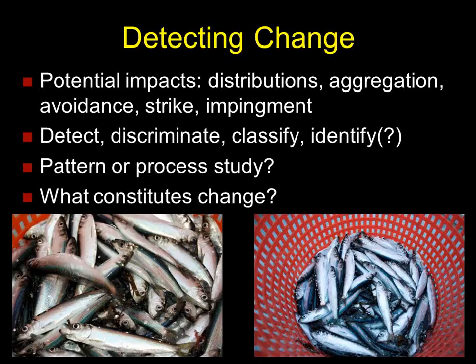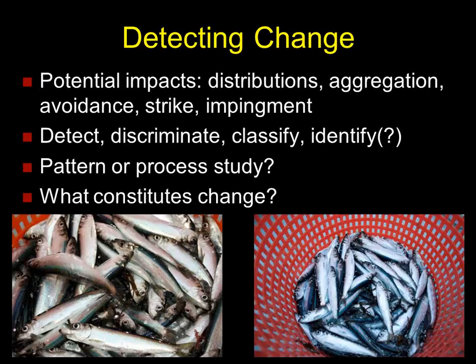The issue of detecting change is not trivial in any biological monitoring environment, and especially in some of these cases. If we think about potential impacts, we can think about changes to distributions of animals, changes in aggregation patterns, avoidance in their dynamics and movements, and then also, as a big concern initially, strike or impingement of animals on the devices themselves. So the challenge there is to detect, to discriminate species or constituents, then to classify these into groups, and potentially identify if indeed there may be listed or endangered species that are in the environment.